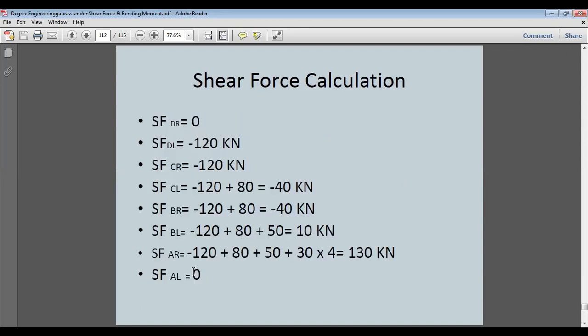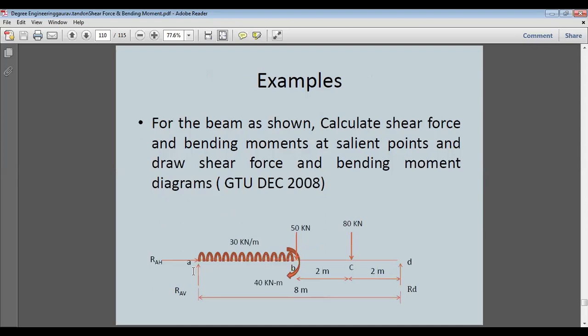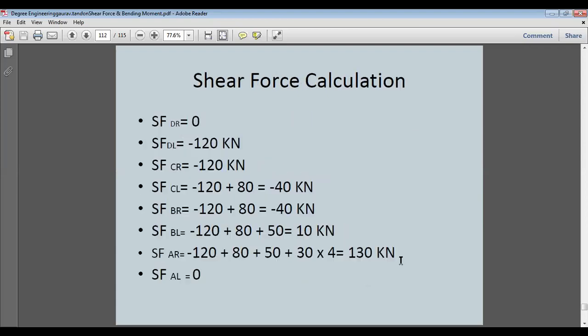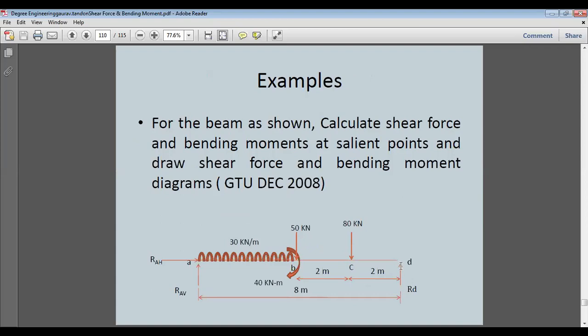Okay. So now come to the shear force. We'll see shear force at D, left side and right side. Shear force at point D, right side will be 0. The shear force at point D, left side will be minus 120 kilonewton, right? Because this 120 is vertical upwards. If you take the right side, 0, left side, 120.